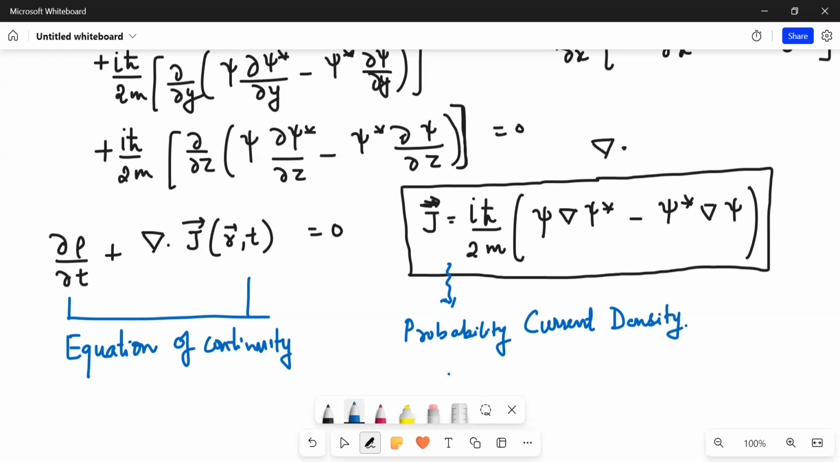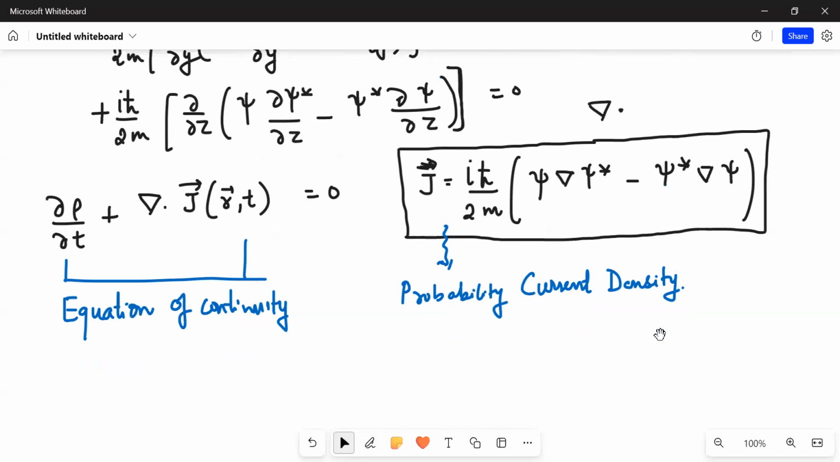Don't worry. Right now, let us do a few questions regarding this, and then we'll see why it is called that. Usually I found this written as probability current in some books. In some books, you will find this written as probability current density also. So we'll see. Don't worry.